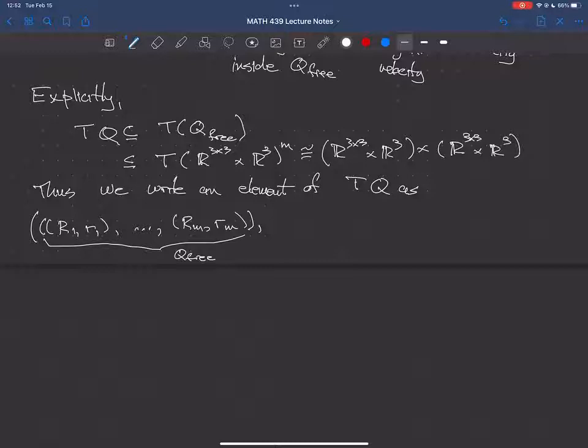The velocity part I'm going to write like this: A1, V1, up to AM, VM. Now this is in R3 by 3 cross R3, and similarly for this one, of course.